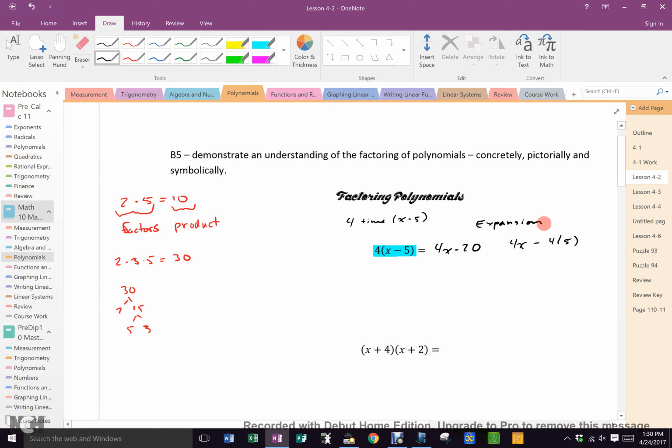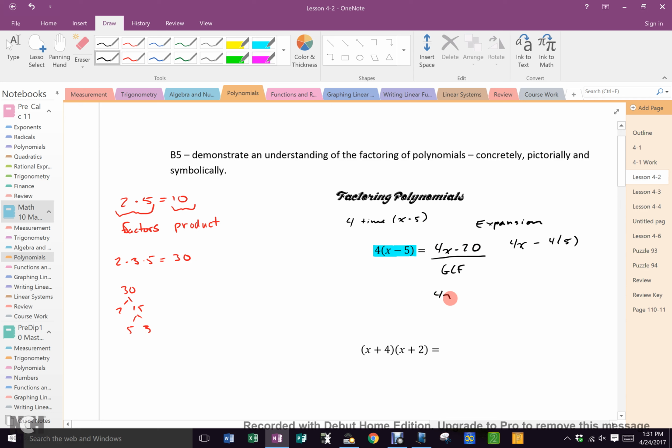Now, just like everything in math, it can be done in reverse. When we expanded, we multiplied. So what are we going to do if I want to reverse this and get back to here? I have to divide, right? What I have to divide by is what is called the greatest common factor. And we have already done this year, haven't we? What is the biggest number that 4 and 20 share? 4, because 4 divided by 4 is 1. 20 divided by 4 is 5, right?